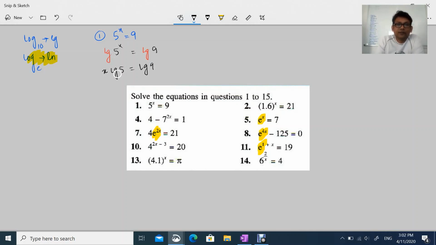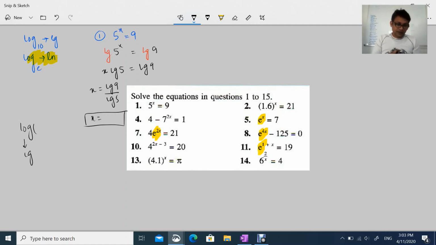This lg5 is multiplied, so it will divide on the right-hand side, so x is equal to lg9 divided by lg5, and by using a calculator we can get the answer. In the calculator you have log, this is base 10, this is lg, please remember.